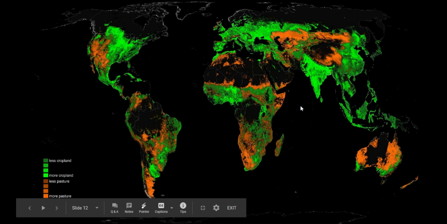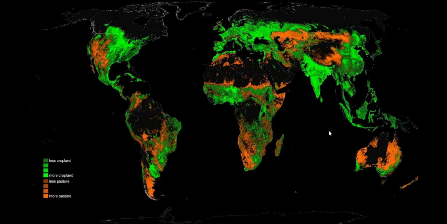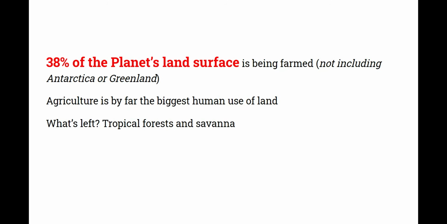So the places that can, we are. So the solution is not, well, we just expand the farmland, because there's nowhere else to go, right? And if we wanted to put some math behind this, we can say that 38% of the planet's land surface is being farmed right now. And this is not including Antarctica or Greenland. So by far, agriculture and food production is the biggest use of land on the planet.